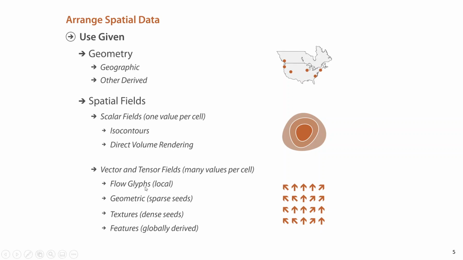We'll have flow glyphs, which are lines flowing over something. We can have geometric glyphs and textures, where we give a texture by putting a number of dots in a given area based off of a value, and that gives you a feel for what the value is. But it also gives you a little bit of extra information as well. Or we can have some global features to the data.